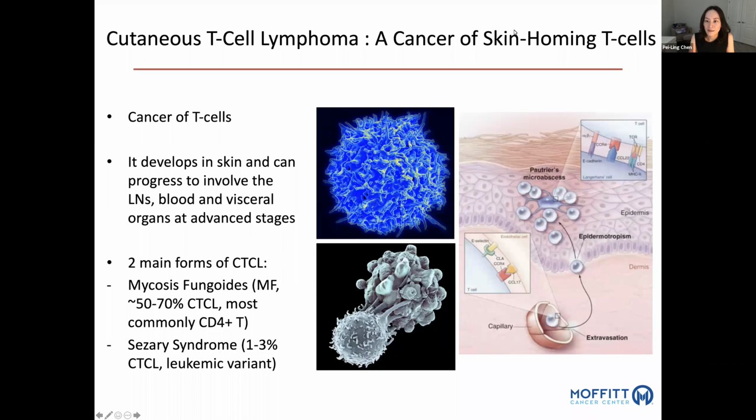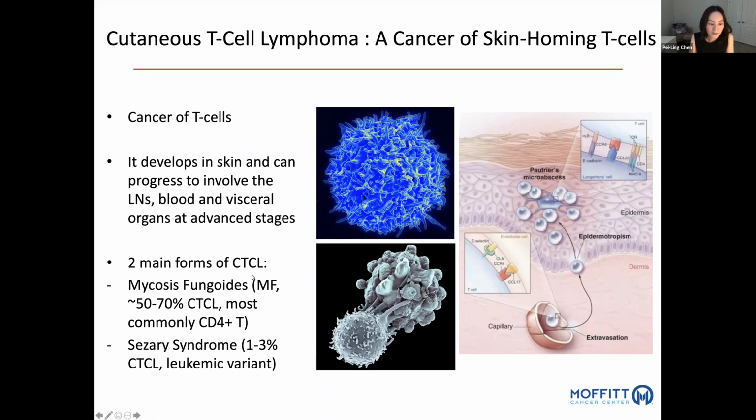So cutaneous T-cell lymphoma, this is a cancer of skin homing T cells. Normally, the function of a normal T cell is to attack outside pathogens and cancer cells. But in this case, the cancer cell itself is the T cell. So it's a skin homing T cell. It develops in the skin and can progress to involve lymph nodes, blood, and visceral organs at advanced stages. Here we're looking at a scanning electron micrograph of a T cell.